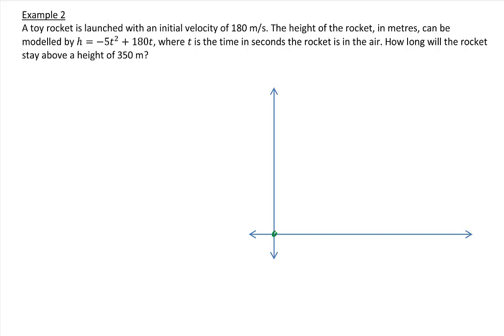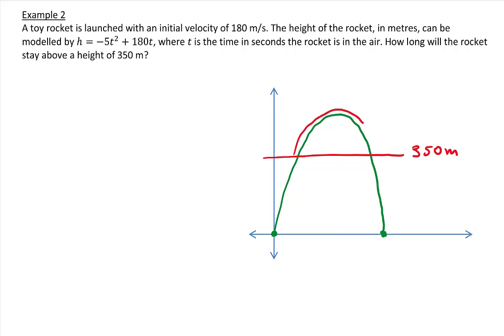So we see that we have a y-intercept of 0 since the c value is 0. So this will be a parabola that goes up, comes back down. Since the a value is negative, it's a downward opening parabola. We want to determine when the height of this rocket, or how long this rocket, stayed above 350 meters. So from here to here is where it's above 350 meters. So what we're going to look for is the intersection of this red line with the green parabola.